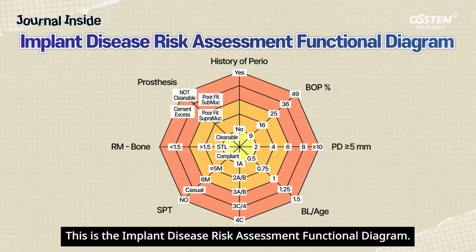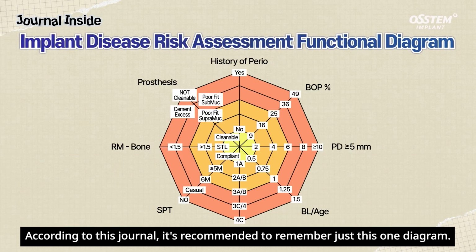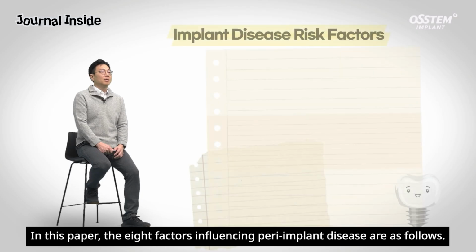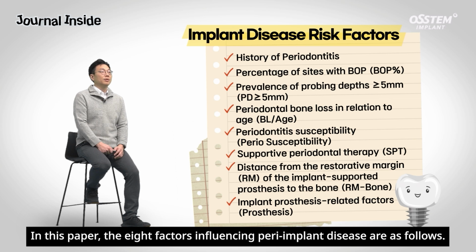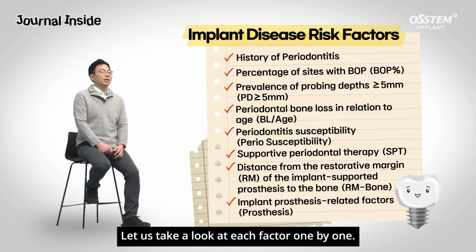This is the Implant Disease Risk Assessment functional diagram. According to this journal, it's recommended to remember just this one diagram. In this paper, the 8 factors influencing peri-implant disease are as follows. Let us take a look at each factor one by one.